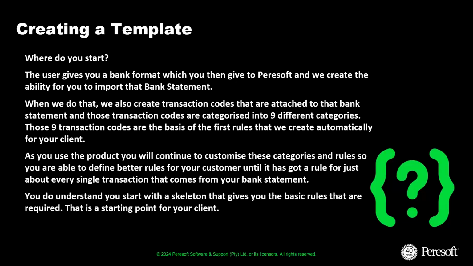The user gives you a bank format, which you then give to Parasoft, and we create the ability for you to import that bank statement. When we do that, we also create transaction codes that are attached to the bank statement, and those transaction codes are categorized into 9 different categories. For example, your bank charges, interest, etc. Those 9 transaction codes are the basis of the first rules that we create automatically for your client.